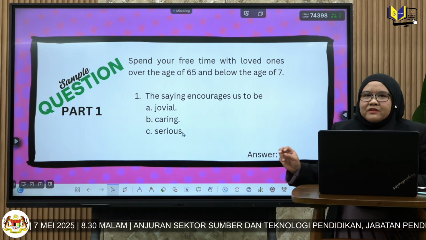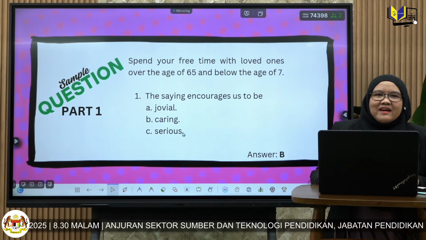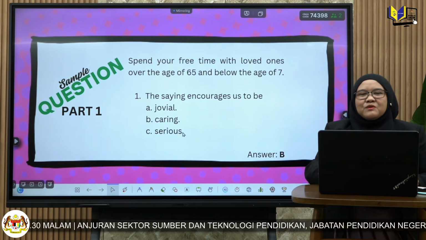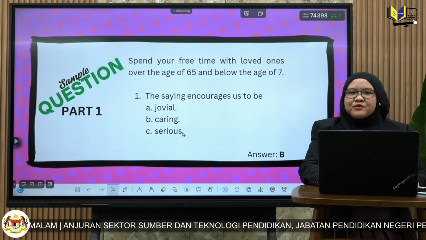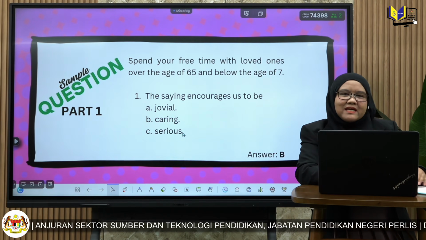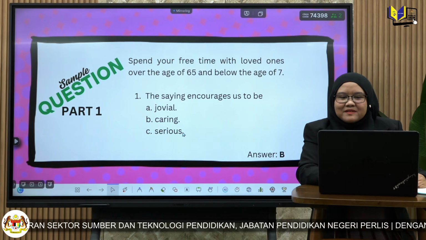So what is the answer for this question? Caring. Why is it caring? Because caring and love mean almost similar. Later on you will see how we can get the meaning and how similarity helps you in understanding the text.